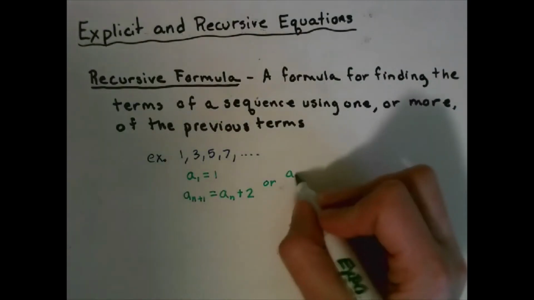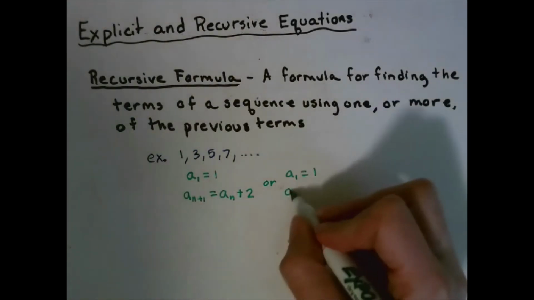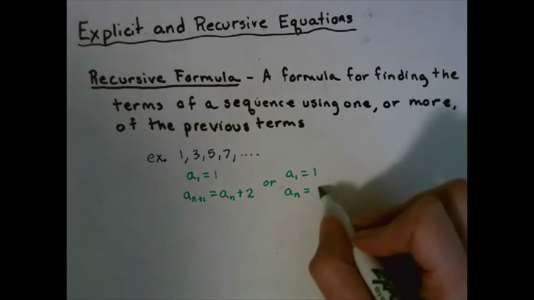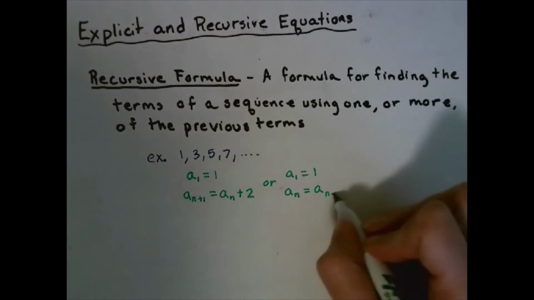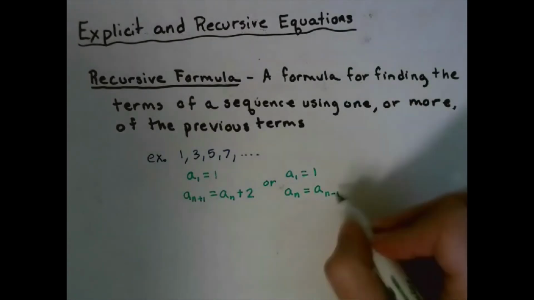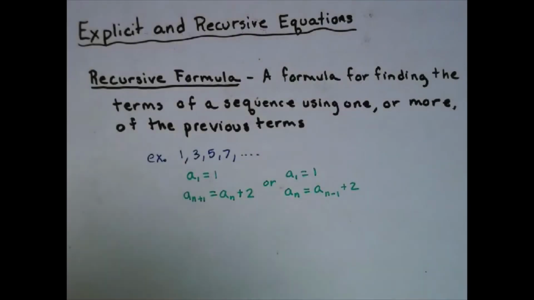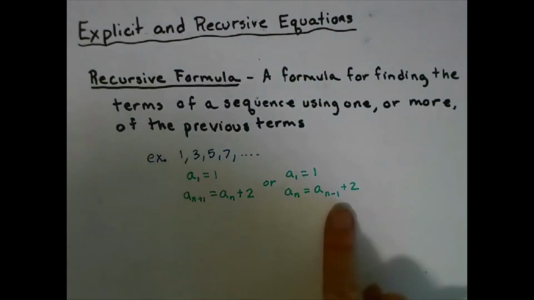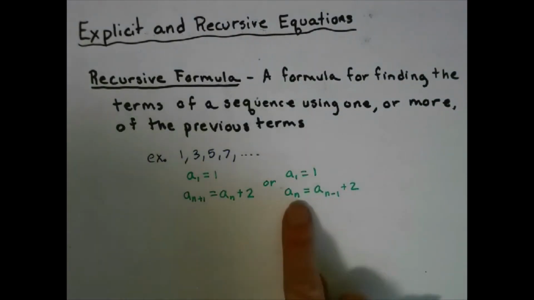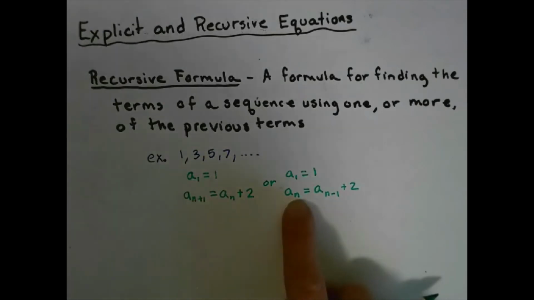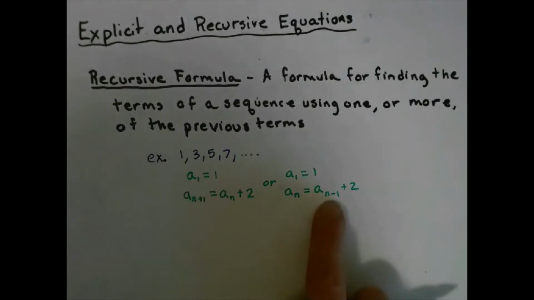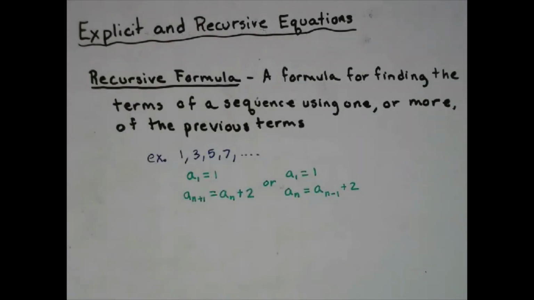So I could also say a1 is 1, and to get to an, I'm taking the term before it, which would be an minus 1, and adding 2 to that. So these two things are saying the same thing, that if I want a4, then I need a3, and I'm going to add 2 to that. Okay, so let's do another example.